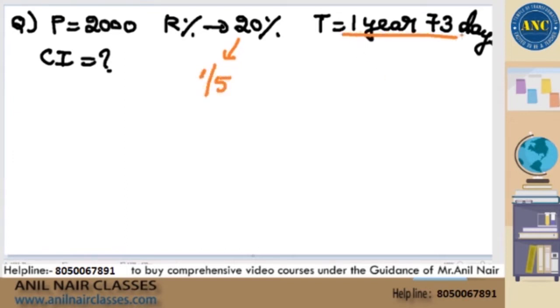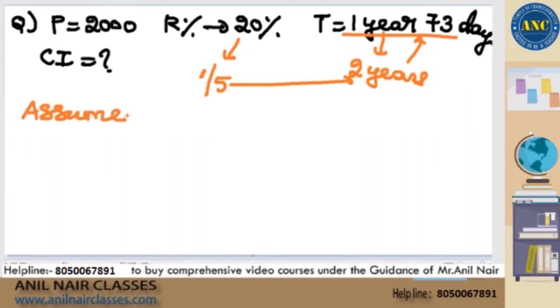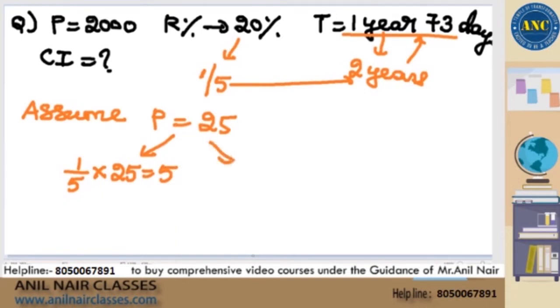1 year 73 days. What I will do is, I will first do it for 2 years, then I will come to 73 days. 1 by 5, 2 years. So assume principal equivalent to 5 square, which is 25. First year, listen carefully, sir. 1 by 5 into 25 is 5. Second year, it is again 1 by 5 into 25, it is 5.